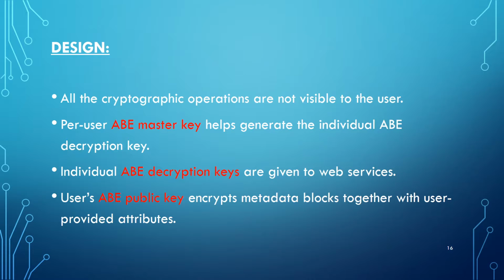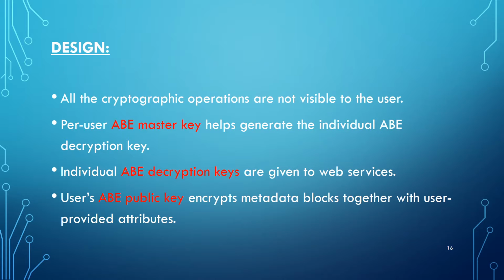Okay, how does it work for those 5 cryptography keys? All the cryptographic operations are not visible to the users. This is a low-level operation. That's what happens, at a low level. The first one, the per user ABE master key, helps generate the individual ABE decryption keys. So right there, it generates the decryption key.